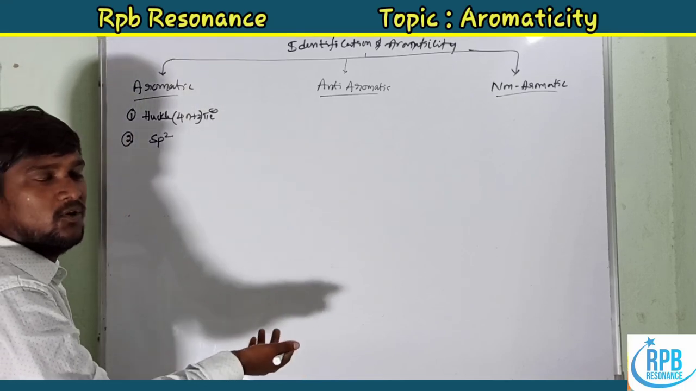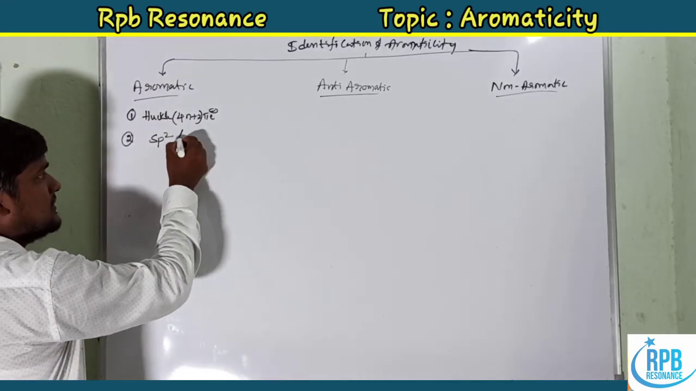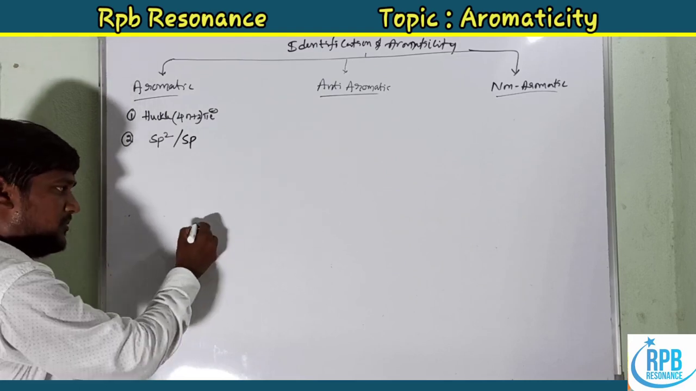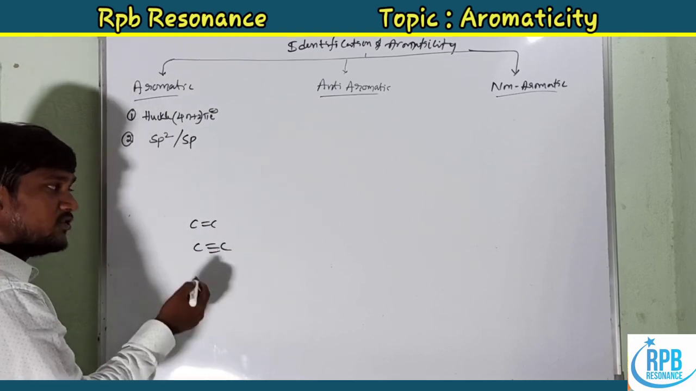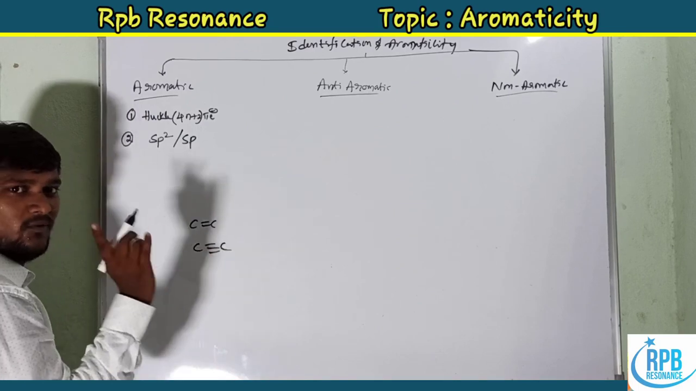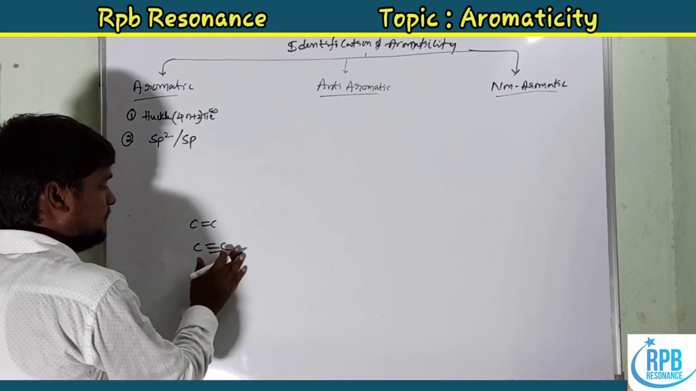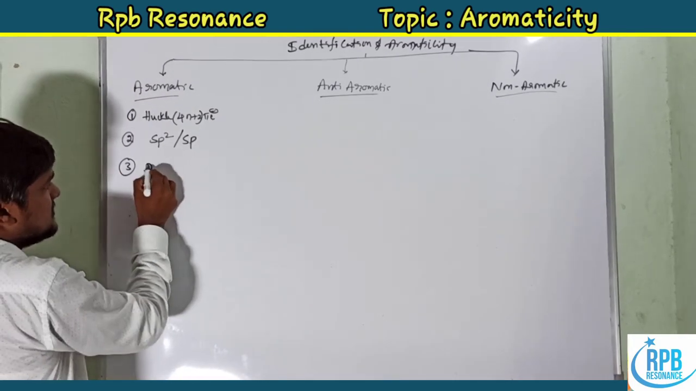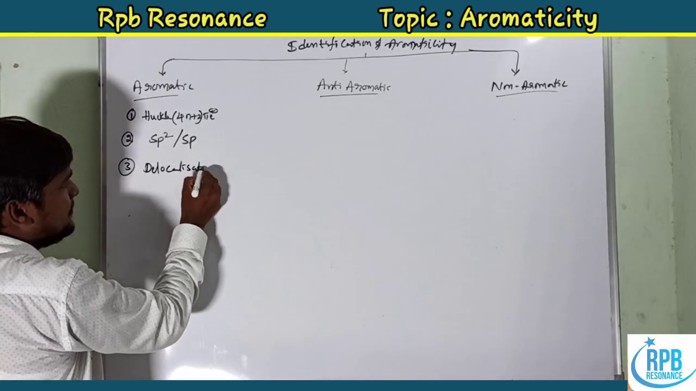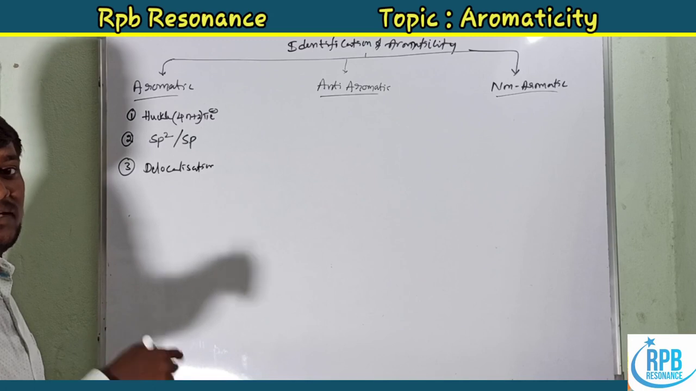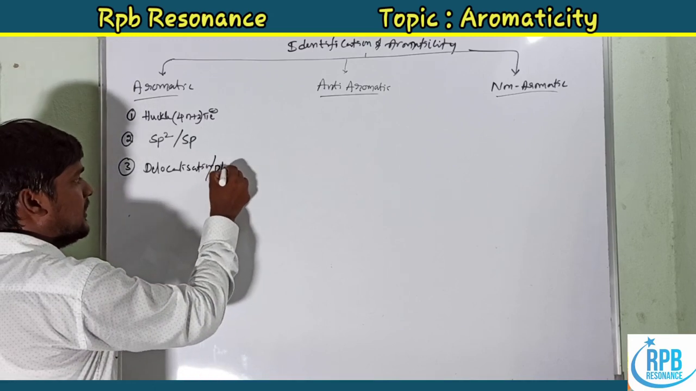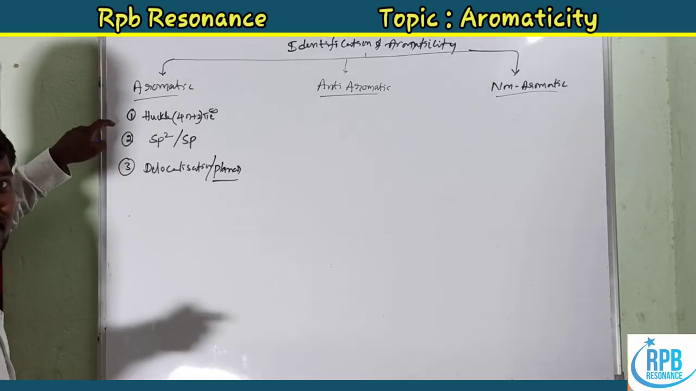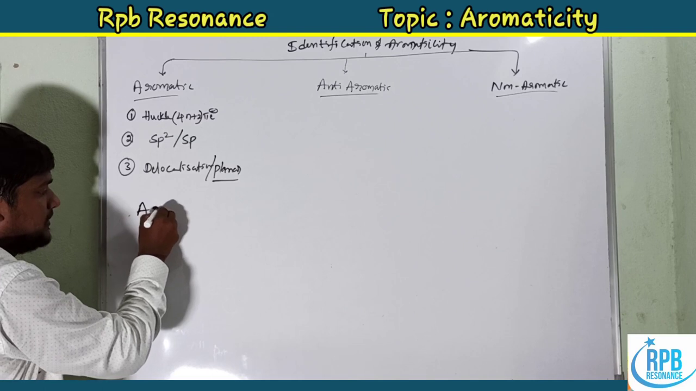That is in the form of delocalization. sp2, sometimes sp is also there, that means a triple bond. Double bond is sp2, triple bond is sp. Even though it is a triple bond, only one pi bond's electrons participate. That's why sp2 or sp is the minimum criterion. Now the third one, delocalization. If the molecule has all sp2 and sp atoms, it participates in delocalization in planar form. Okay, so if a system obeys these three rules, then it is said to be aromatic.